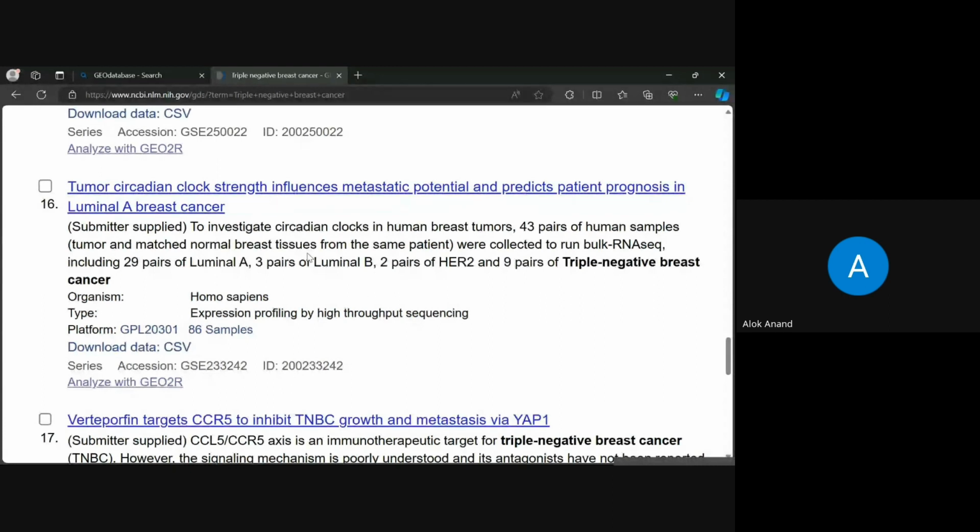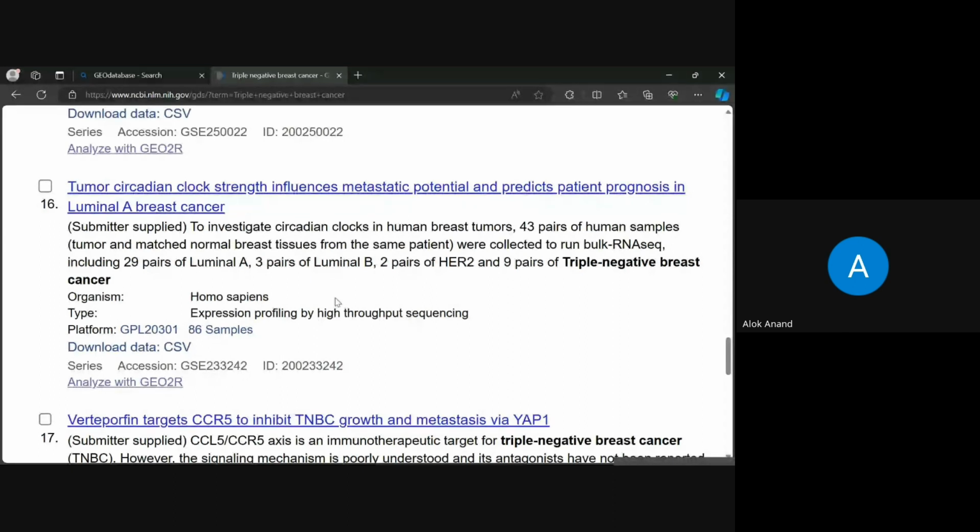Now we know that the complete body is not cancerous, right? Because the cancer is associated with a particular organ. Suppose we have breast cancer, so a particular tissue is tumorous. We take that tissue and the nearby adjacent tissue samples, which are not tumorous. These 2 samples will be known as the matched sample. From the same patient they were collected to run bulk RNA-seq.